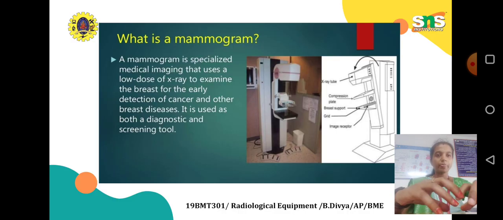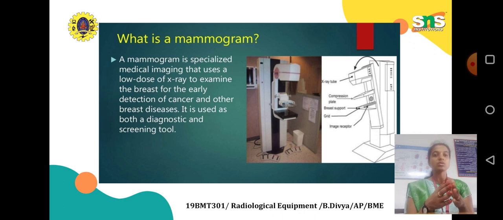What is a mammogram? A mammogram is a specialized medical imaging that uses a low dose of X-ray to examine the breast for the early detection of cancers and other breast diseases. As I told you already, this mammogram is a type of low-dosage X-ray machine which is used to examine the breast for the early detection of cancer and other breast diseases.